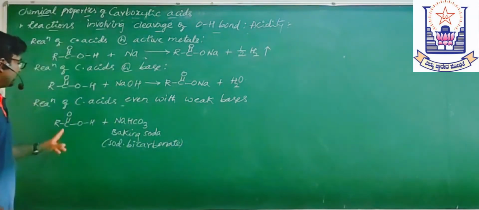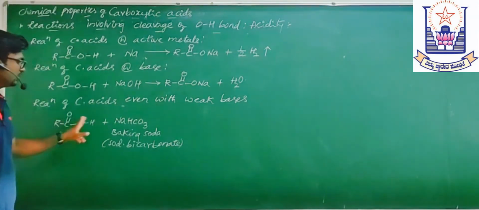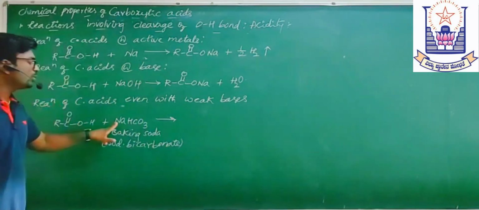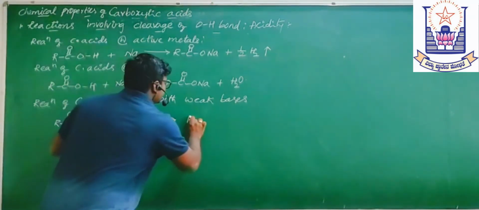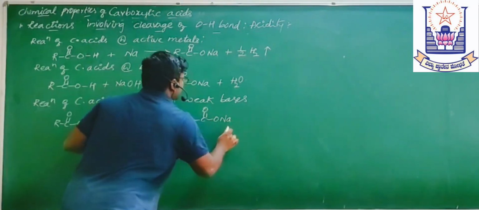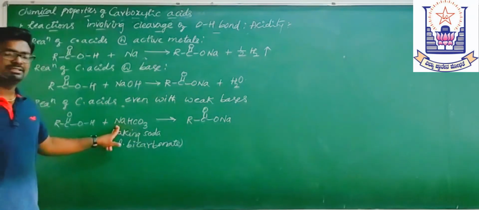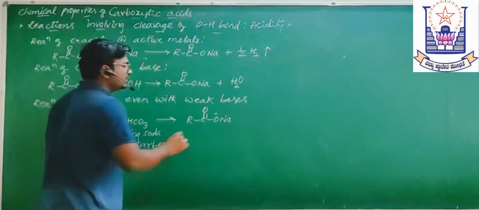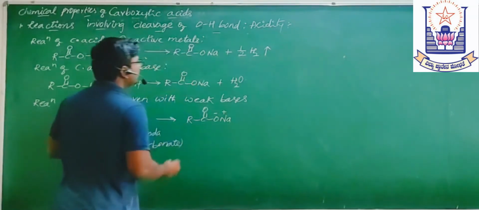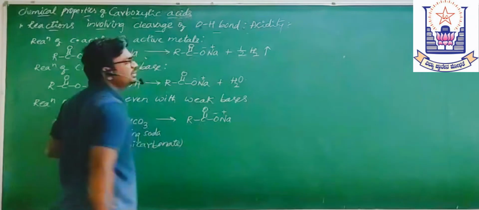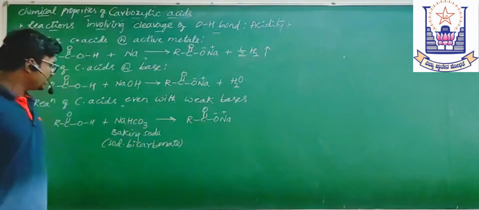Okay. When this acid reacts with this weak base, we get RCOONa, that is the sodium salt of carboxylic acid. It is a salt because it will be carrying a negative charge and a positive charge. Here also negative charge, positive charge. It is a salt. Okay.